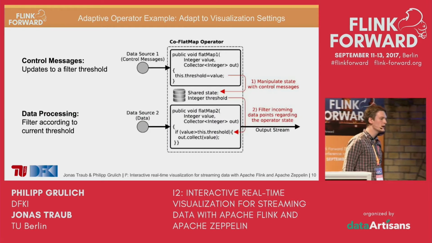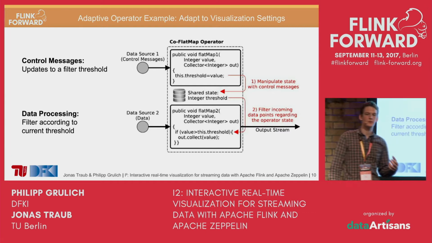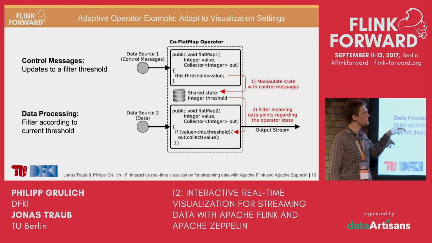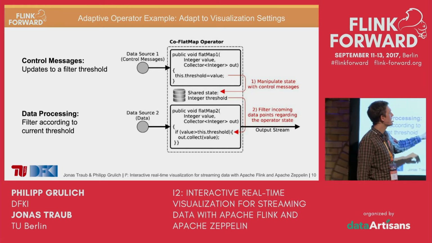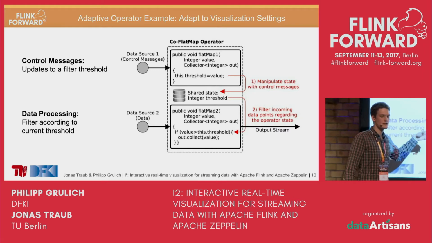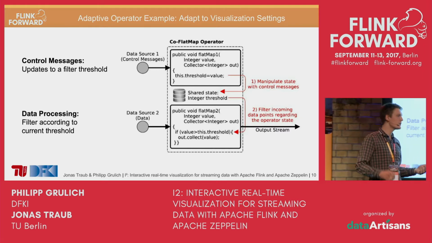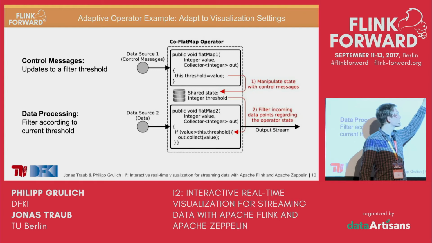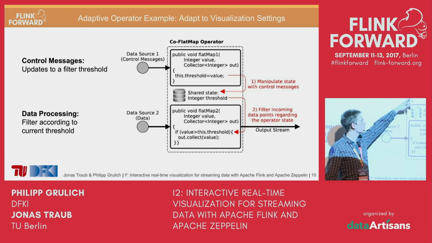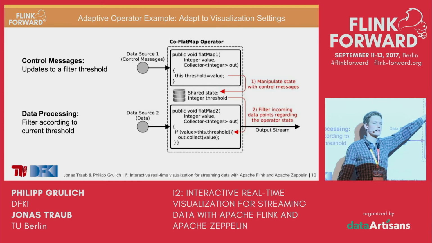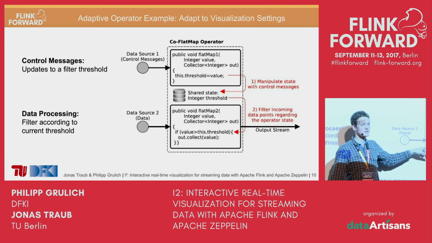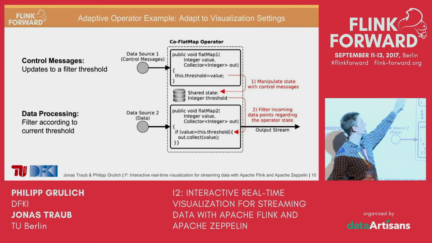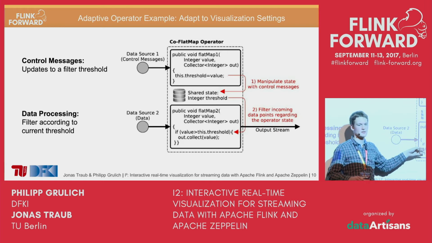So what we do here in this example is we basically just have an adaptive filter. What this co-flat map operation does in Flink is it has two different input streams and one output stream, and each input stream is passed to its own map function, but both map functions share a common state. So what we do here is we have our control messages. These control messages go into a map job which basically stores a threshold, and depending on that threshold, we apply a filter here in the bottom. So for example, we can say we want to have all values smaller than 15, then we send a 15 here as a control message, and this filter will adapt.